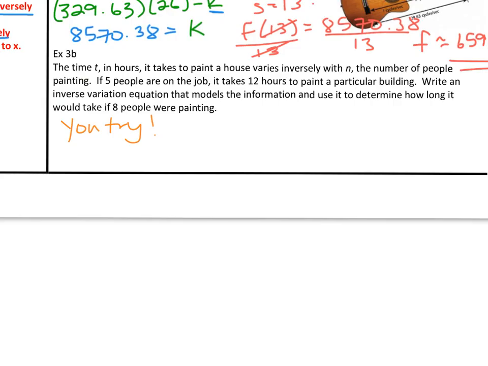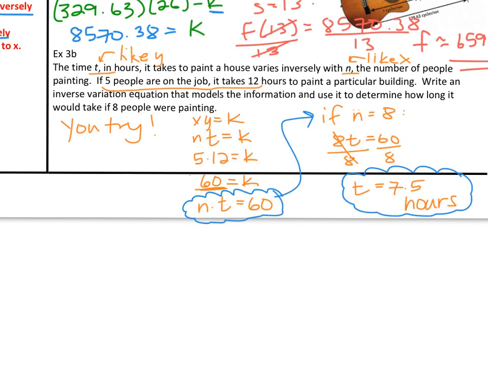All right, everybody, it's your turn. I'd like you to read the word problem for example 3B and see if you can write the equation that represents the given information and then answer the additional question. Once you feel you've created that model and you found the additional solution, press play and then we'll move on to graphing on the back.